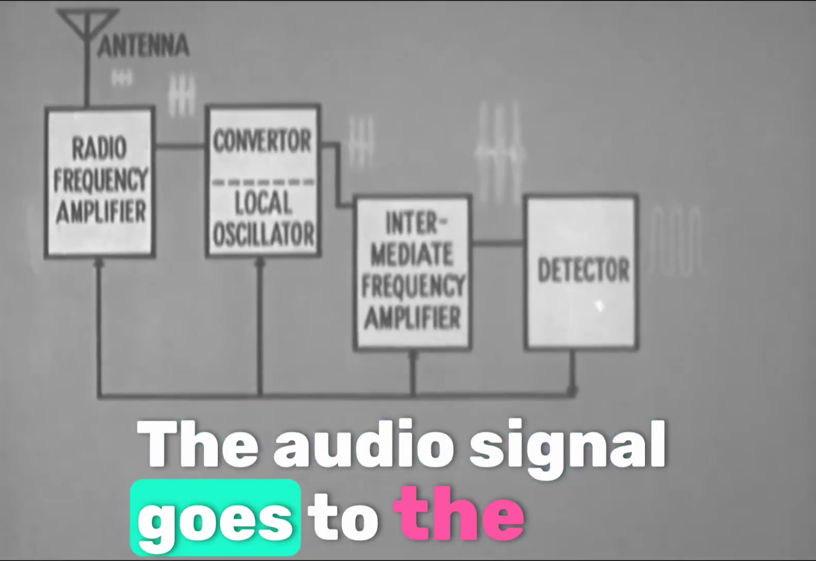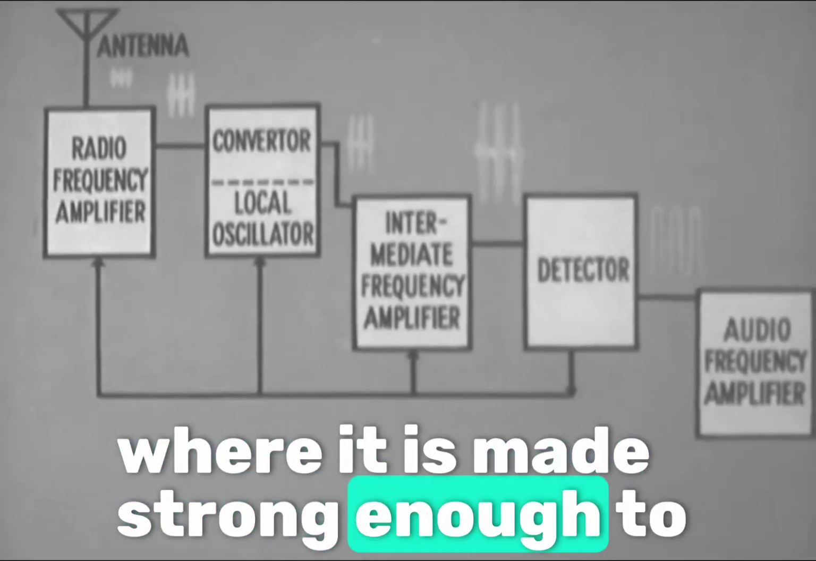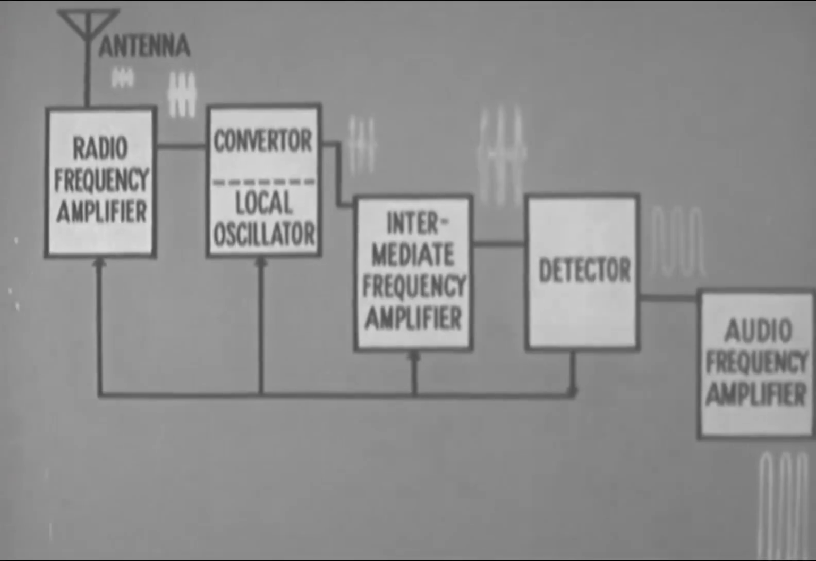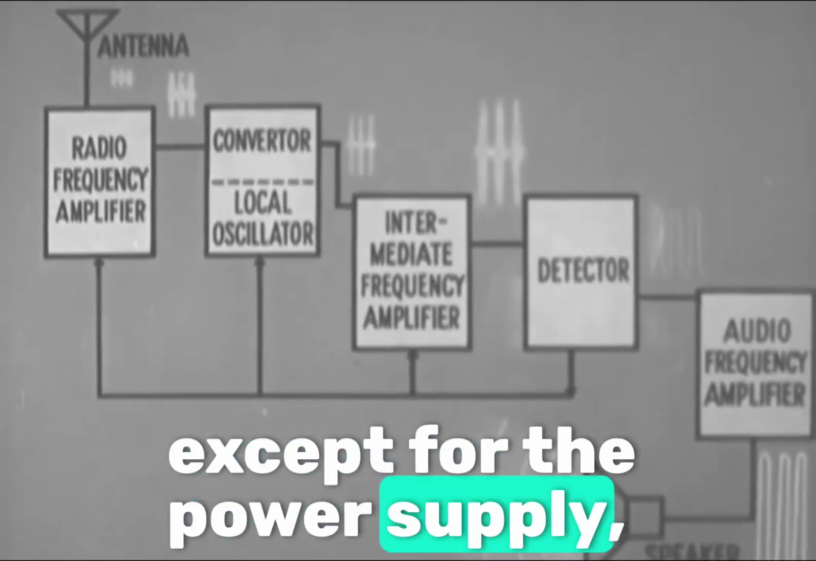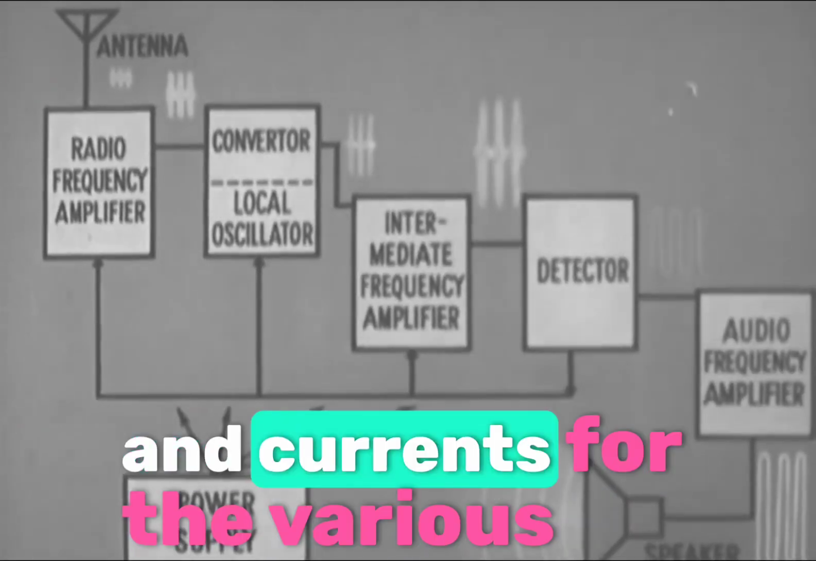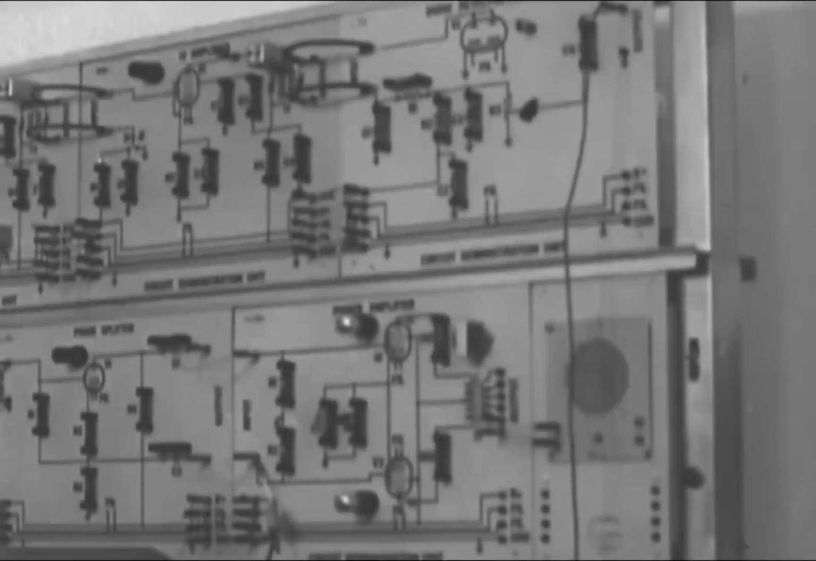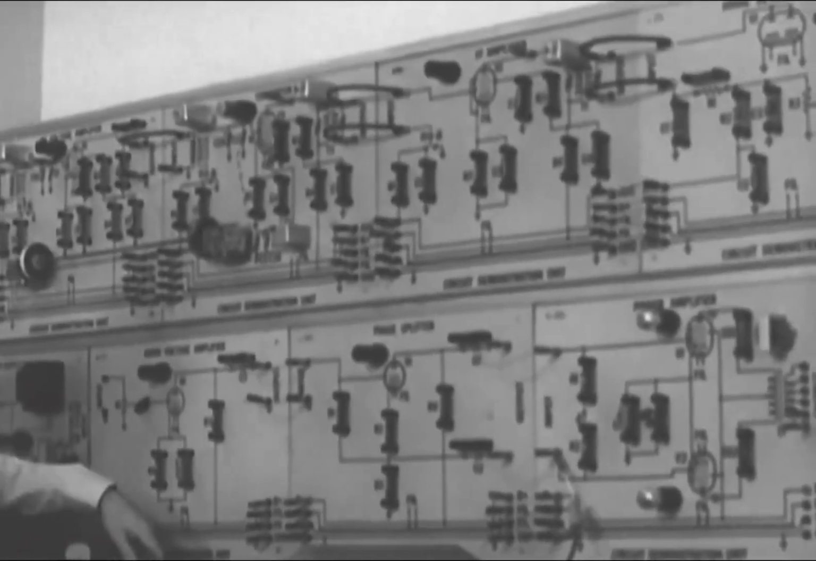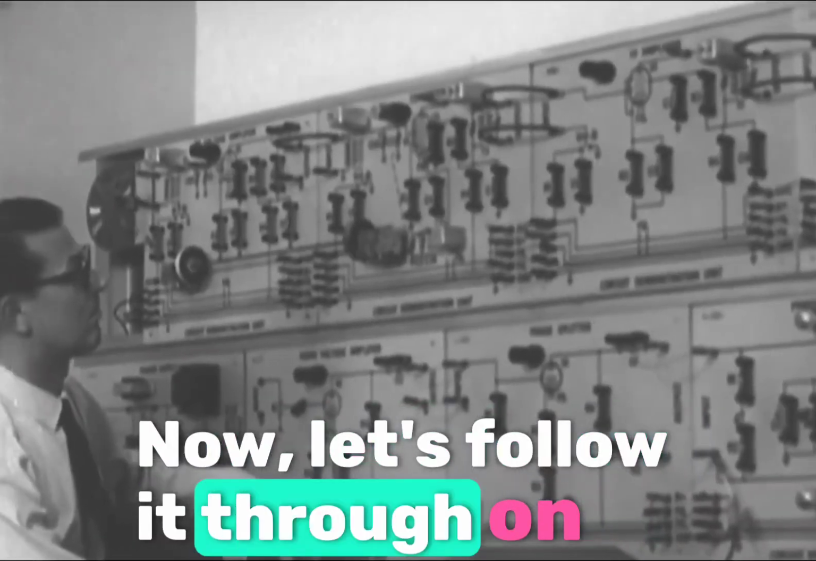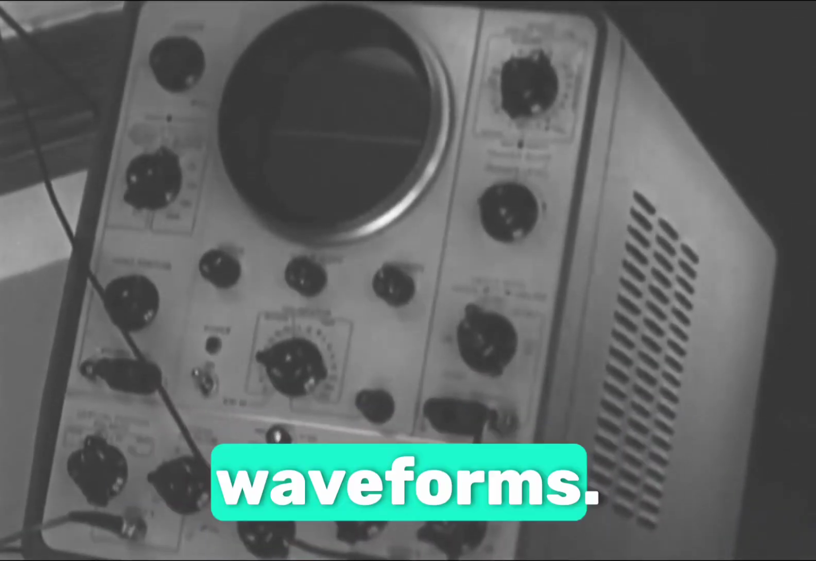The audio signal goes to the audio frequency amplifier, where it is made strong enough to operate the loudspeaker. Now our receiver is complete, except for the power supply, which provides the proper voltages and currents for the various vacuum tubes. Now let's follow it through on the demonstration panels using the oscilloscope to observe some of the waveforms.